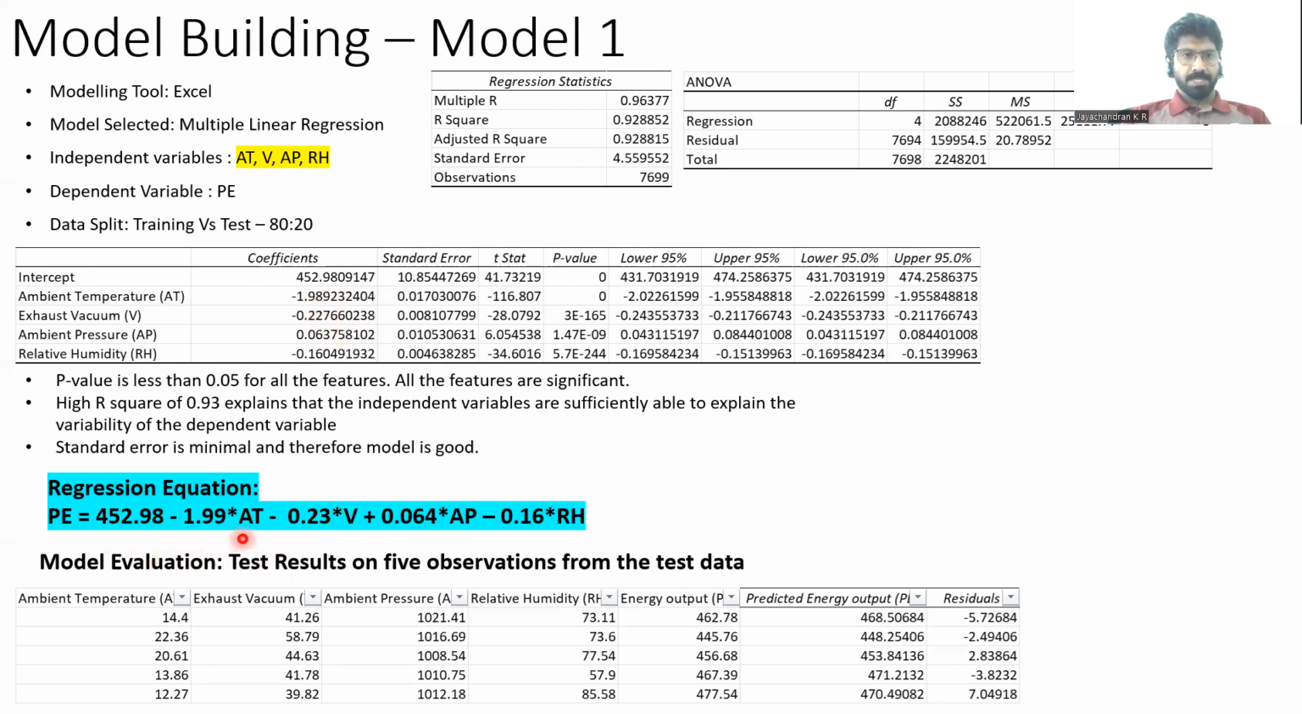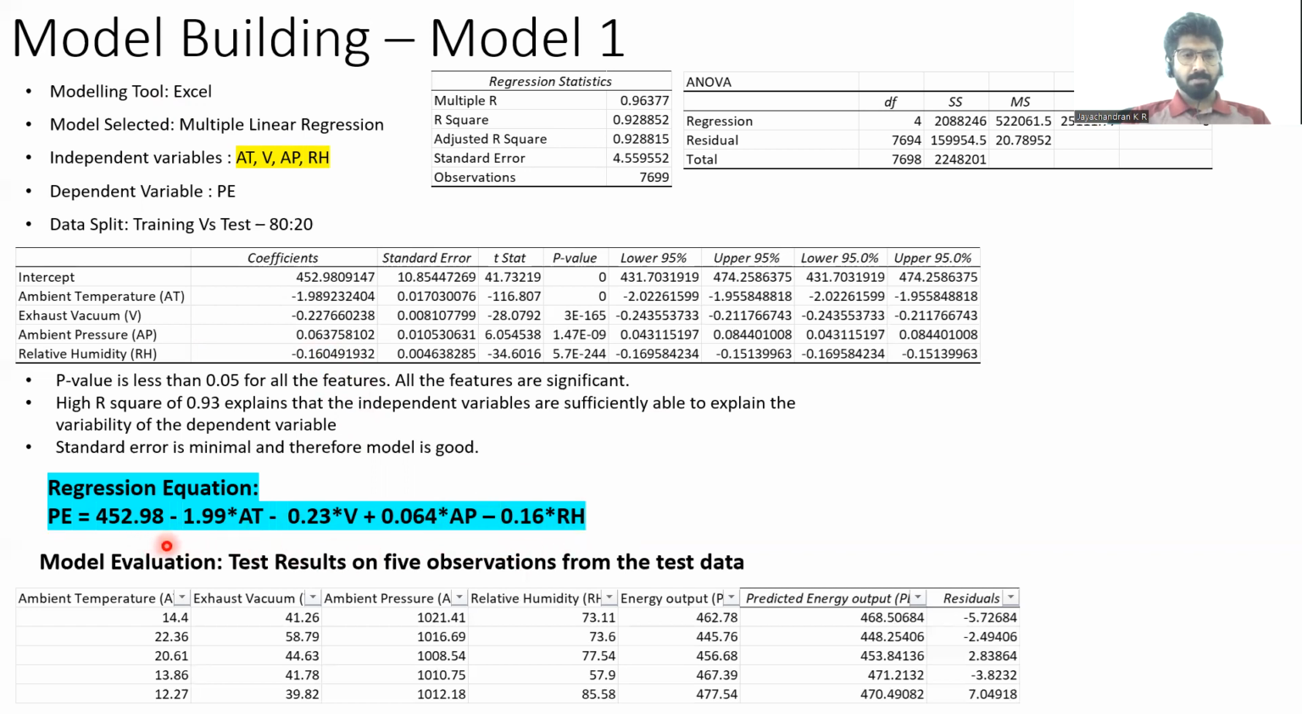So the ambient temperature, since it is negatively correlated with respect to P, has a negative coefficient. Similarly for vacuum as well, it is negative. And then here we can see the ambient pressure is having a positive influence on the output energy, whereas relative humidity is having a negative influence on the output energy.